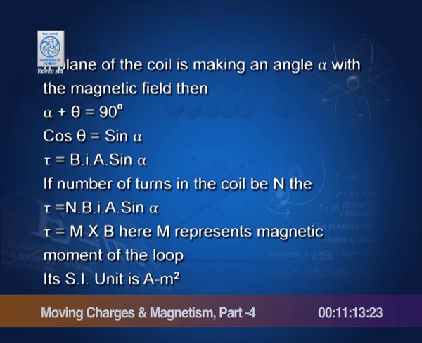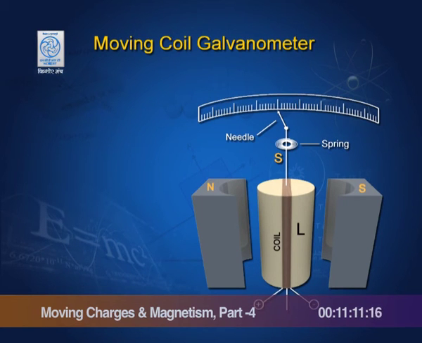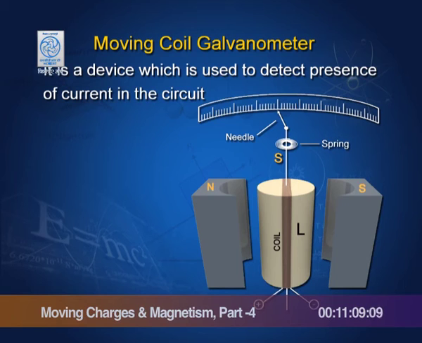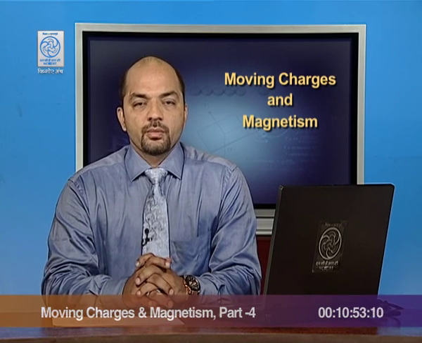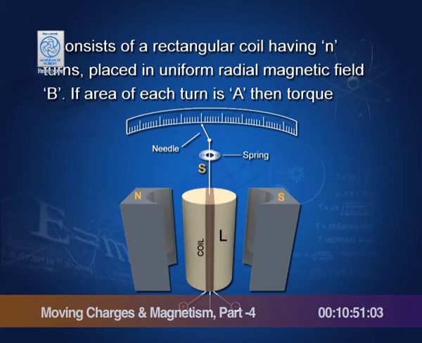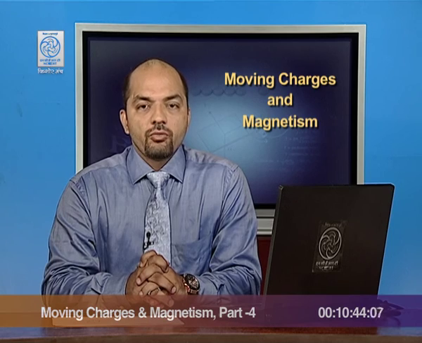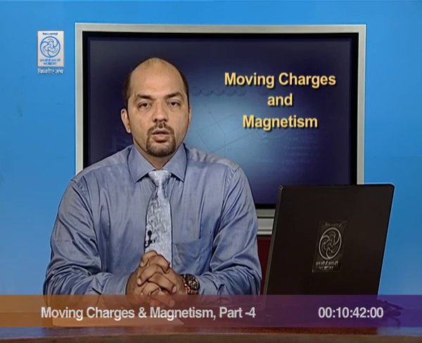Moving coil galvanometer. It is a device which is used to detect the presence of current in the circuit. It works on the principle that when a rectangular coil carrying current is placed in uniform magnetic field, then it experiences some torque. Let's study its construction. It consists of a rectangular coil having n turns placed in uniform radial magnetic field B. The coil is wound on a soft iron core.